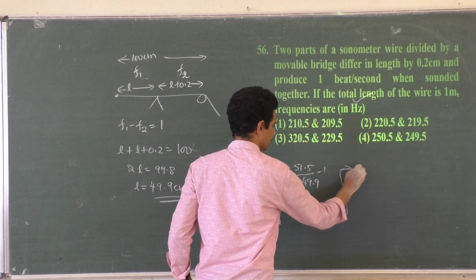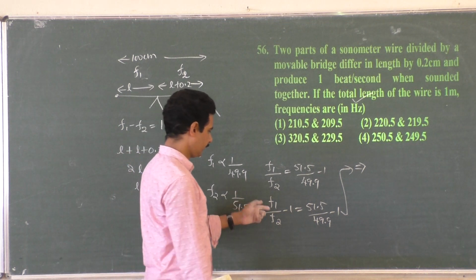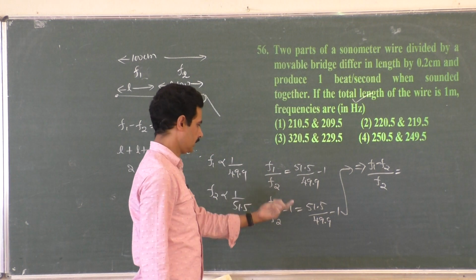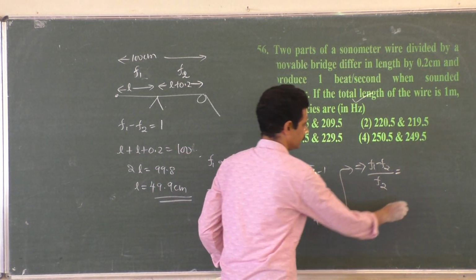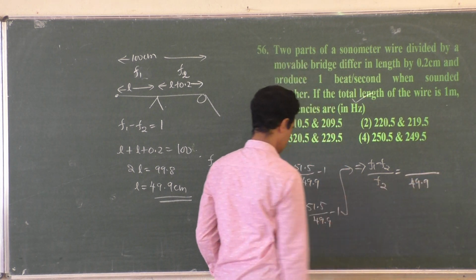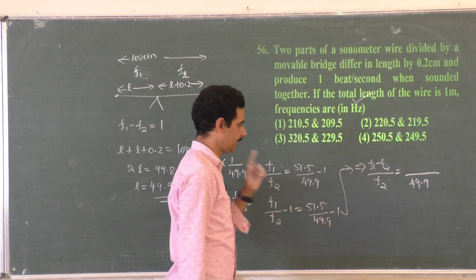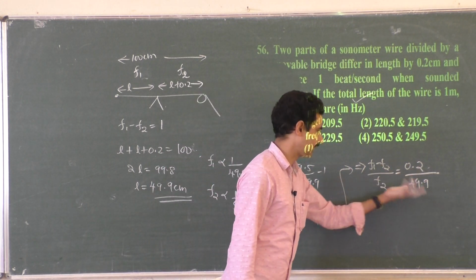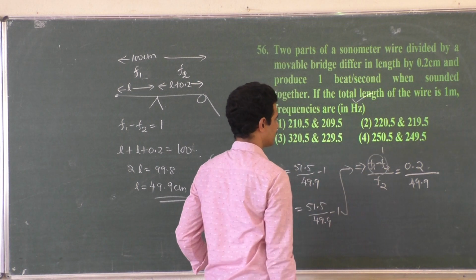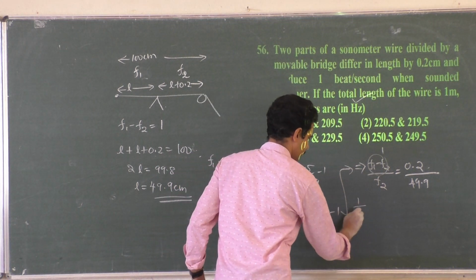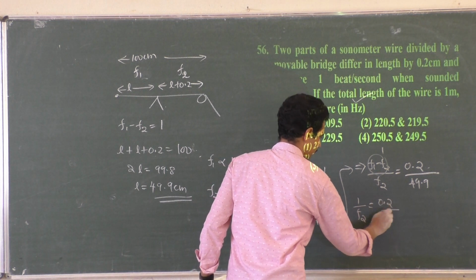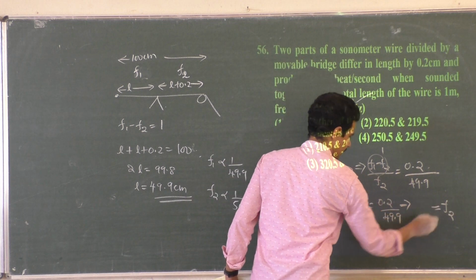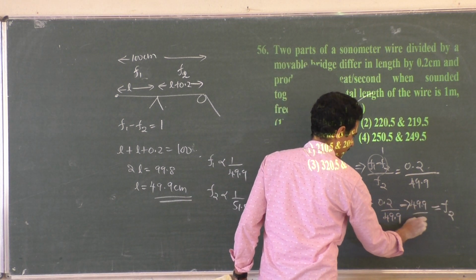So that implies F1 minus F2 by F2 is equal to, with 49.9 common, 50.1 minus 49.9, that itself is 0.2. Everything is in centimeters, so it gets divided, no problem. This is the 1 beat per second difference. 1 by F2 is equal to 0.2 by 49.9. That implies F2 is equal to 49.9 by 0.2.